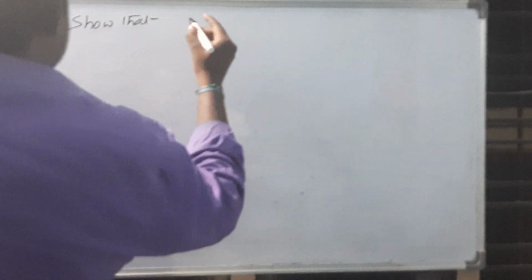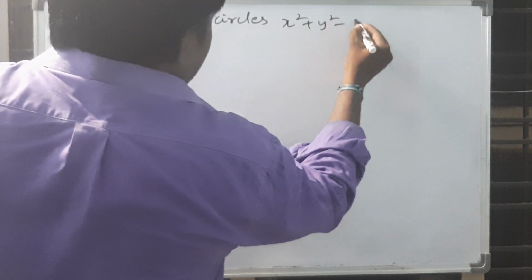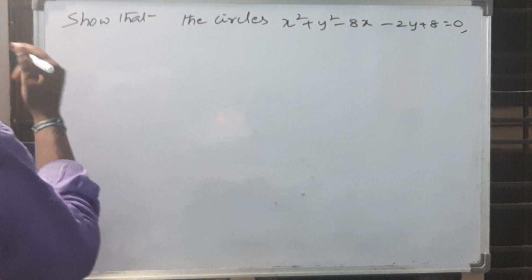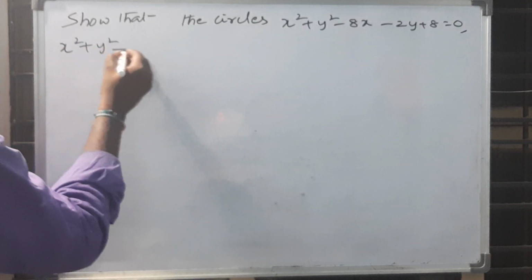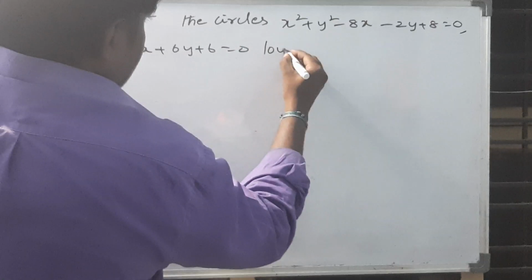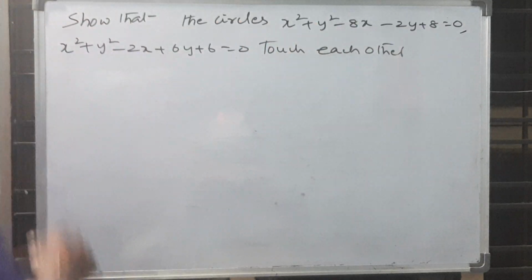See the next problem. Show that the circles x square plus y square minus 8x minus 2y plus 8 equal to 0, and the second circle is x square plus y square minus 2x plus 6y plus 6 equal to 0, touch each other and find the point of contact.